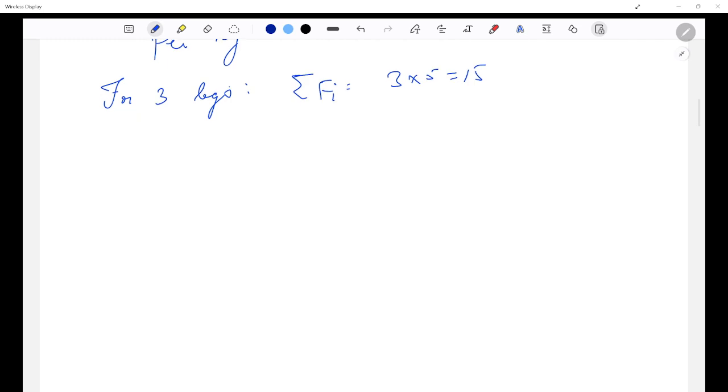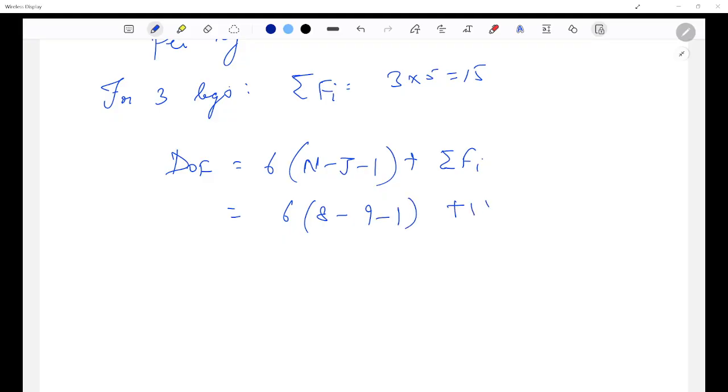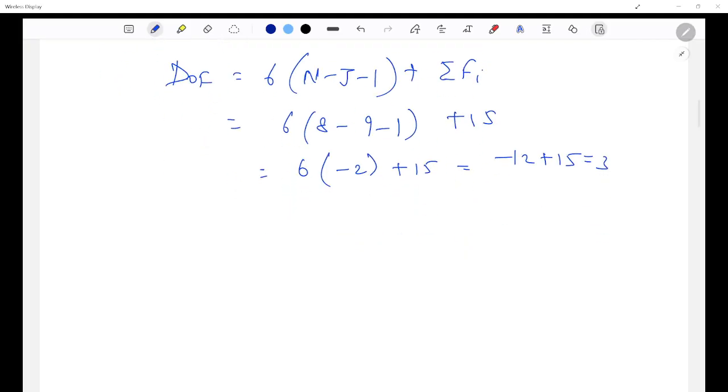Now we can apply the Grubler-Kutzbach formula for spatial mechanisms. This is a spatial robot, and not a planar robot. So degree of freedom is equal to lambda, which is 6, times (n minus j minus 1), plus sigma fi. So it is 6 into (8 minus 9 minus 1) plus 15, which is 6 into minus 2 plus 15, which is minus 12 plus 15, which is 3. So the degree of freedom of this robot is 3.